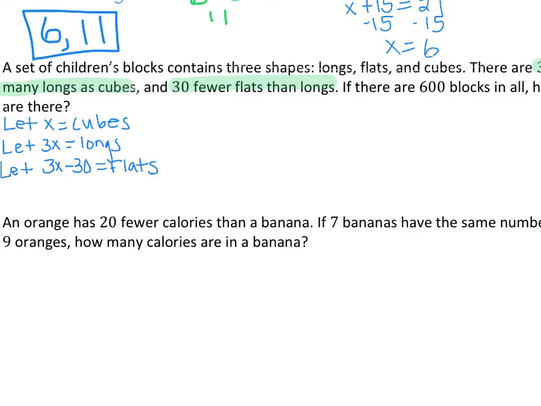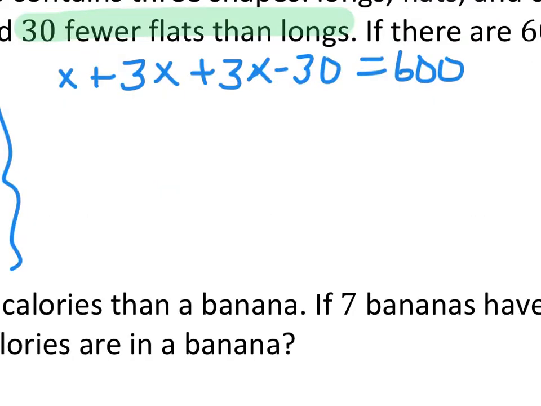There are 600 blocks in all. That's a total. So what we're going to do is take all of these and add them together. We have x plus 3x plus 3x minus 30, and all together that equals 600. Let's go ahead and solve that.